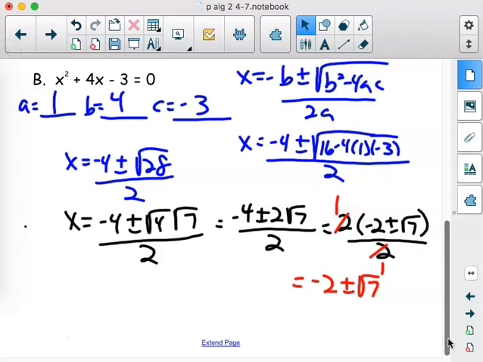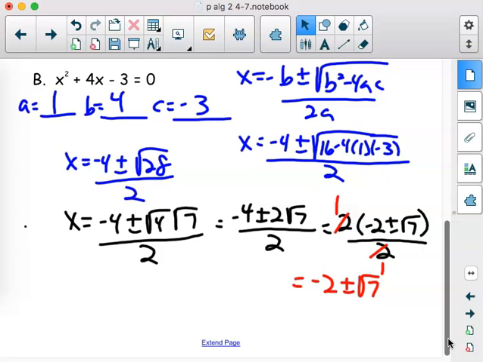We have negative 2 plus the square root of 7 and negative 2 minus the square root of 7, which again, if we needed that as a decimal, then we'd do that. But most of the time we ask you to leave it just like that because that is two perfect, beautiful, simplified answers right there. Elegant math.